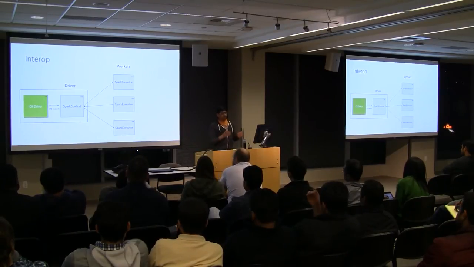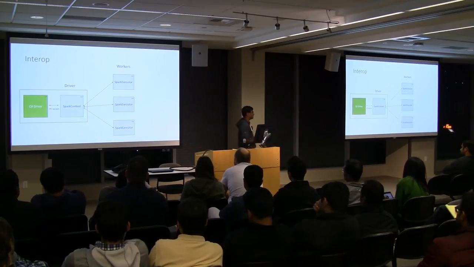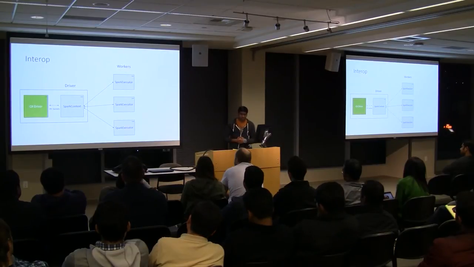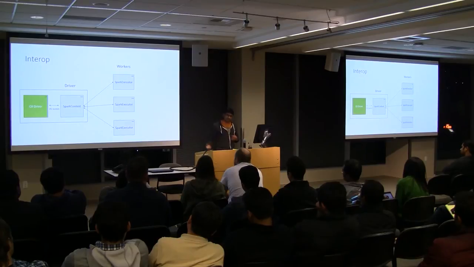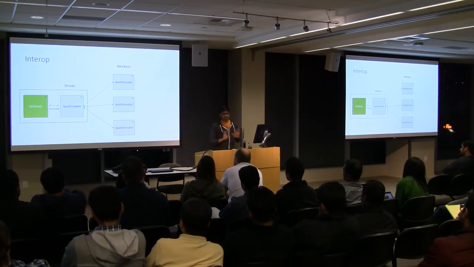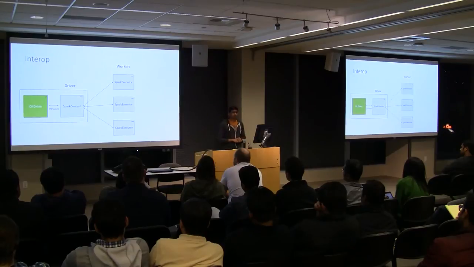Most of the time it's one way: the C-sharp side sends messages to the Java side, the JVM, to execute Spark stuff. But in some cases, for example collect, when you have to collect the results, the data has to flow back to the CLR. But most of the time, on the driver side, you can think of it as C-sharp driving the JVM, and that's a very simple way to do it.